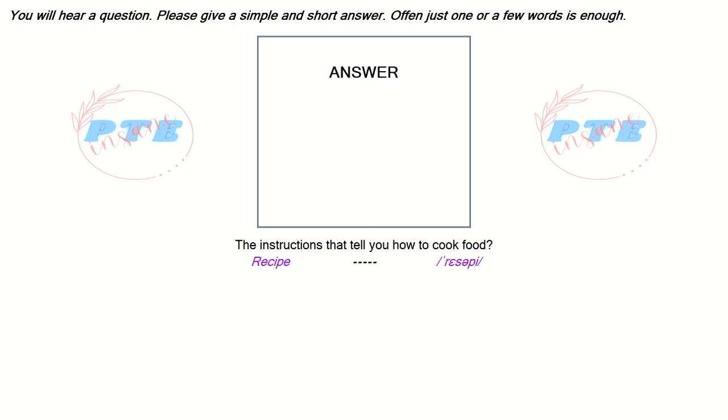The instructions that tell you how to cook food? Recipe.